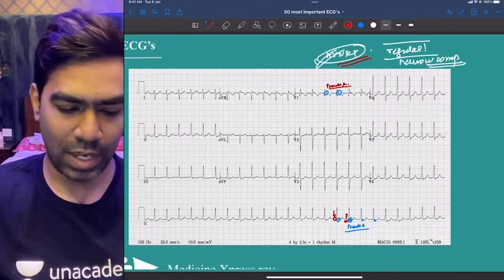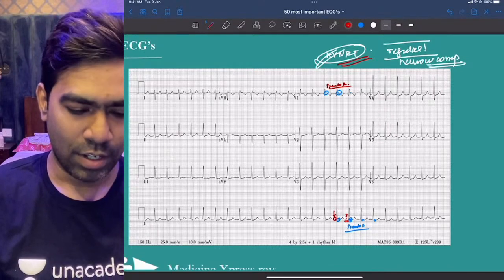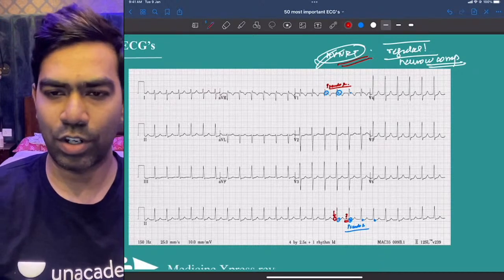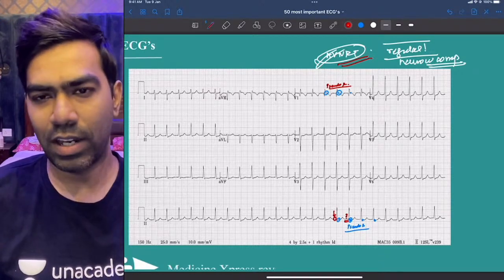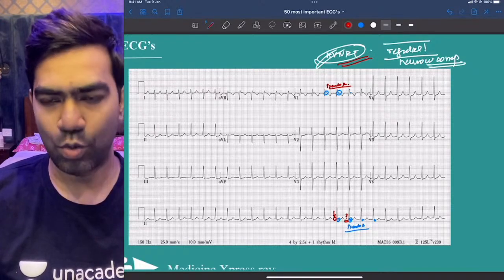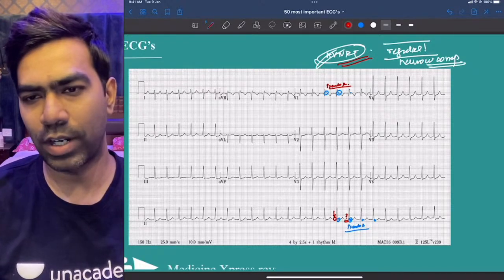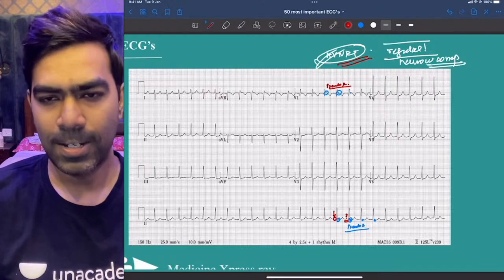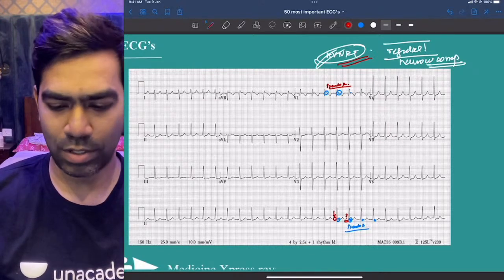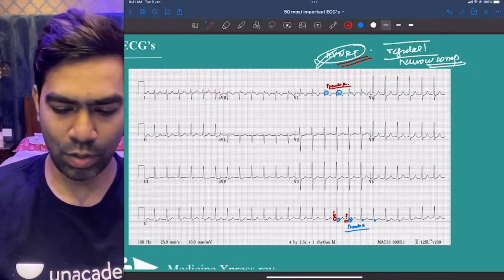This is an EKG of AV nodal reentrant tachycardia. The first line treatment option for AVNRT is going to be vagal maneuvers. Only if vagal maneuvers fail are you going to go for adenosine. Otherwise, you just try vagal maneuvers. Approximately 20 to 30% of AVNRTs can revert to sinus rhythm just with vagal maneuvers. No need to do anything else. If it doesn't work, then you can go for adenosine.